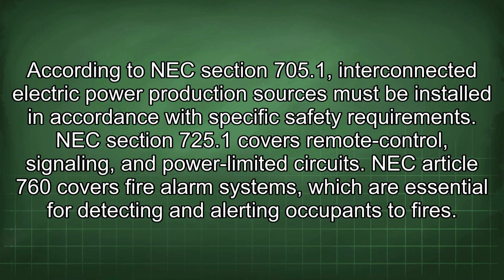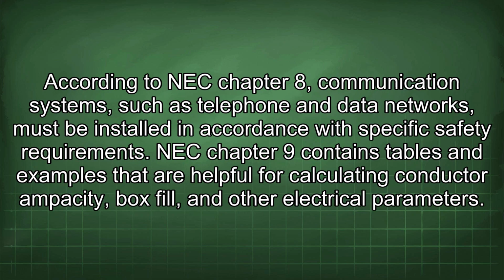NEC Section 725.1 covers remote control, signaling, and power-limited circuits. NEC Article 760 covers fire alarm systems, which are essential for detecting and alerting occupants to fires. According to NEC Chapter 8, communication systems, such as telephone and data networks, must be installed in accordance with specific safety requirements. NEC Chapter 9 contains tables and examples that are helpful for calculating conductor ampacity, box fill, and other electrical parameters.